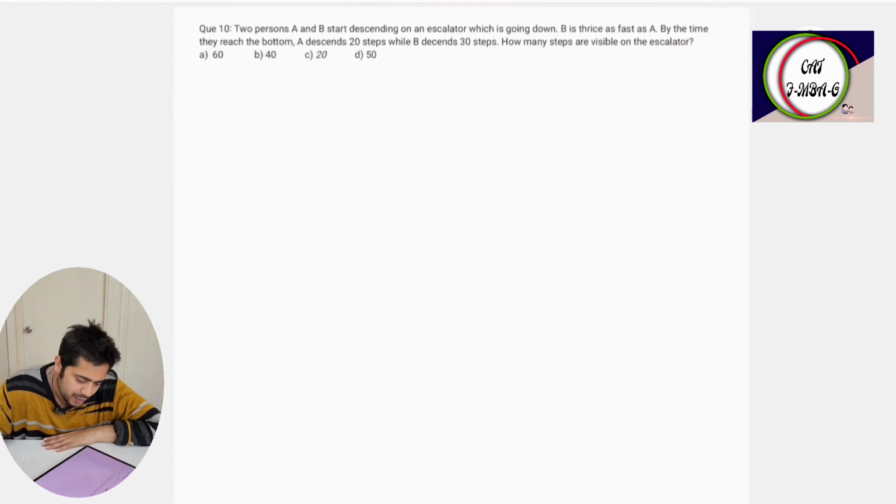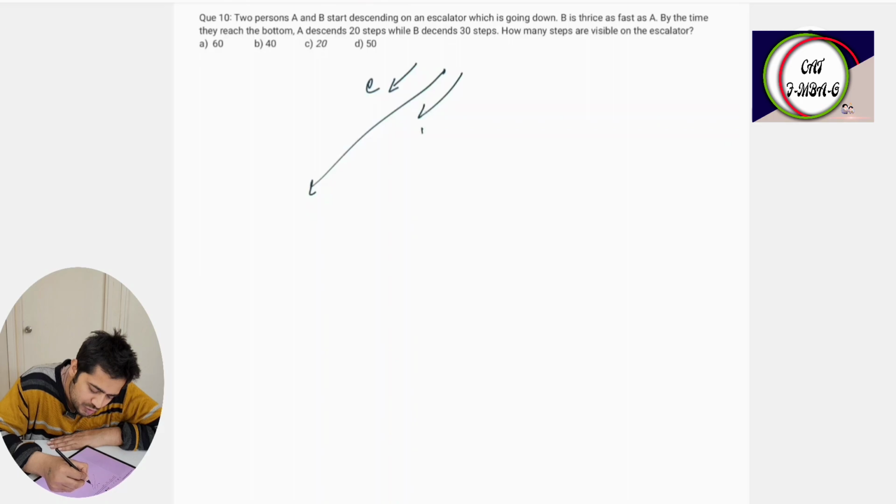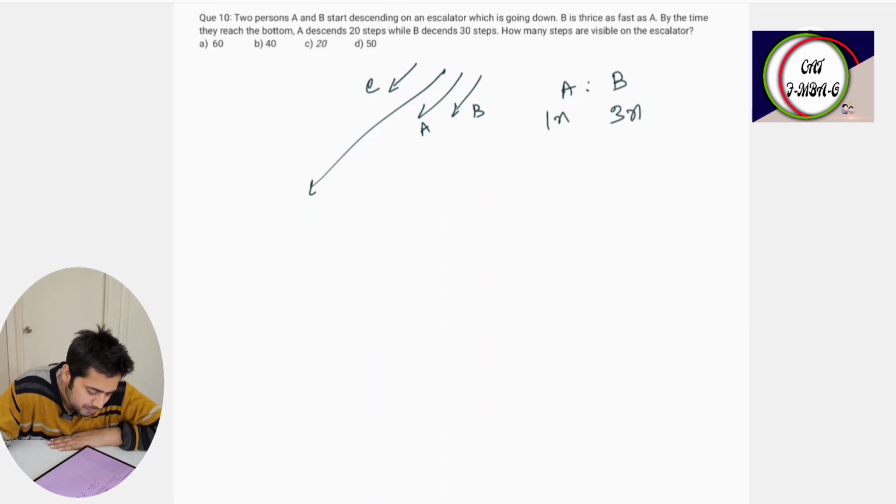Question number 10. A and B start descending on an escalator, so the escalator is going down. A is going down, B is going down. B is thrice as fast. So B's speed is 3x, A's speed is 1x. By the time they reach the bottom, A descends 20 steps while B descends 30 steps.